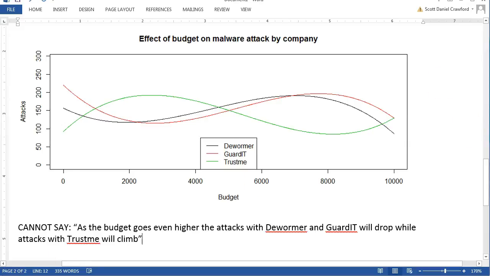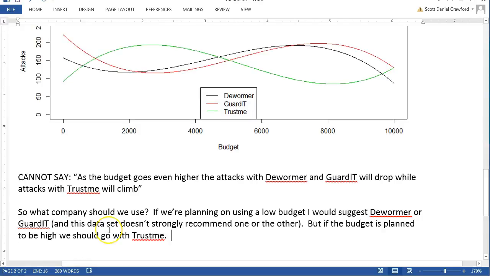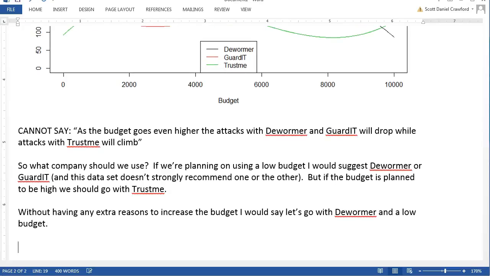Now, if I just had this, I guess it might pass, but something like this really needs some final commentary, especially since the client's question was, which of these companies should we choose? So I'm going to say, if your budget's low, choose this one. If your budget's high, choose that one. And I'm even going to go a step further and say, since I don't know why you would increase the budget, I'm going to pick Dewormer. I'm actually going to come up with a final decision. And a lot of times the client just loves for you to make that decision for them. Tell me what I should finally decide.